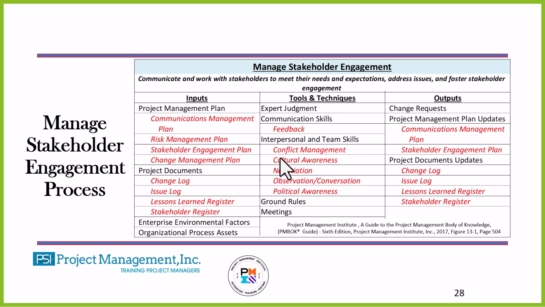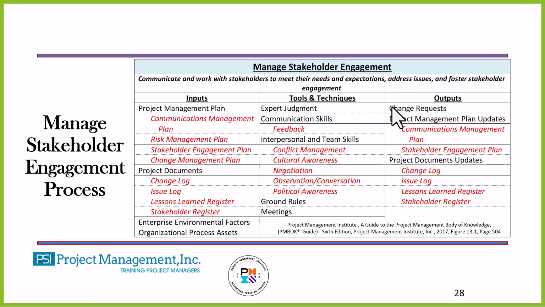Political awareness. Every organization has a level of political involvement in it. Take the family business. The dad and two sons. Very political within that tight-knit group of people. And then communication skills, very important. Now you see here change request, and change request is an output of some of the other processes as well.